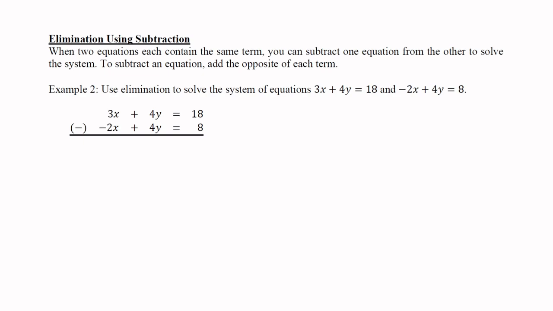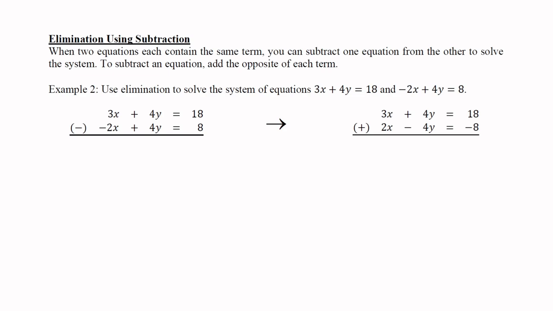First, you're going to stack your equations like you did when you used addition, but you'll notice that 4y and 4y have the same sign, so we need to subtract. Remember, subtracting is like adding the opposite. So I'm going to change from subtraction to addition, and I'm going to flip the sign of every term in my second equation. So negative 2x becomes positive 2x, positive 4y becomes negative 4y, and positive 8 becomes negative 8. Because subtracting negative 2x is the same as adding 2x.